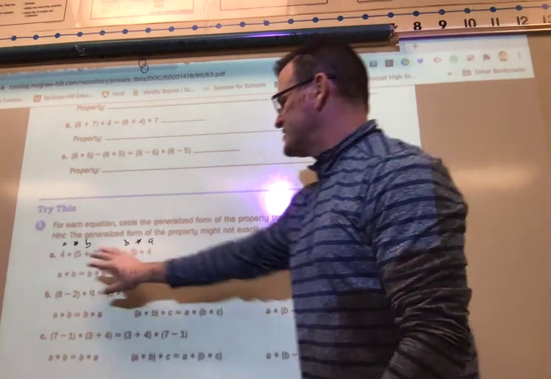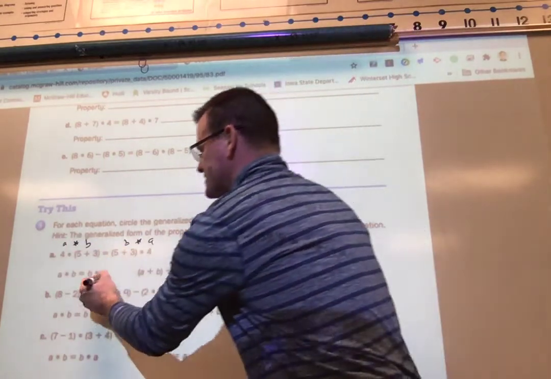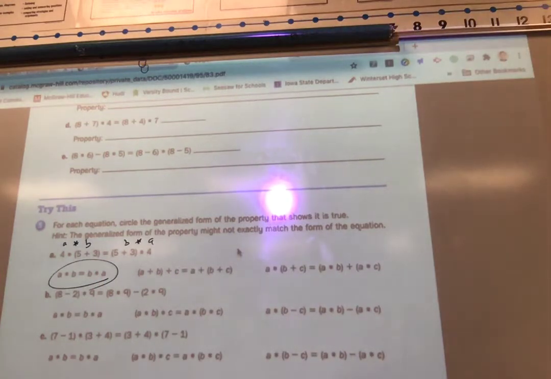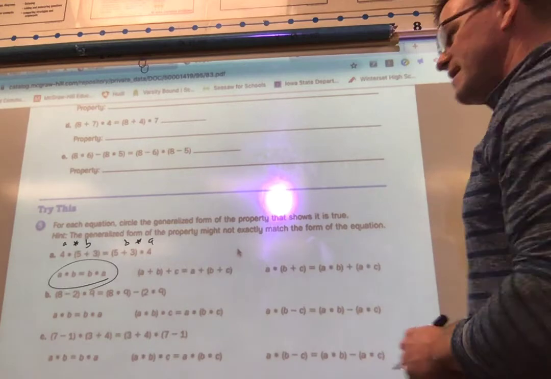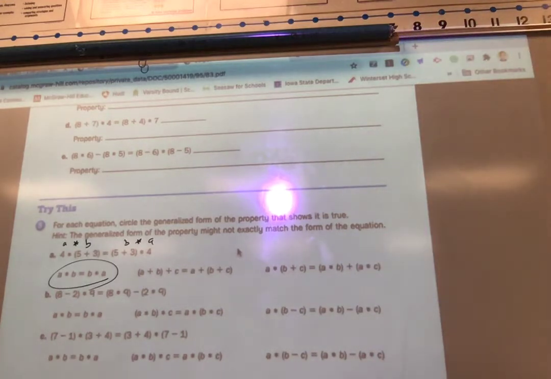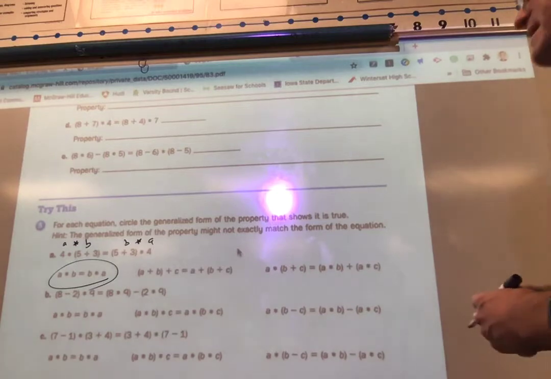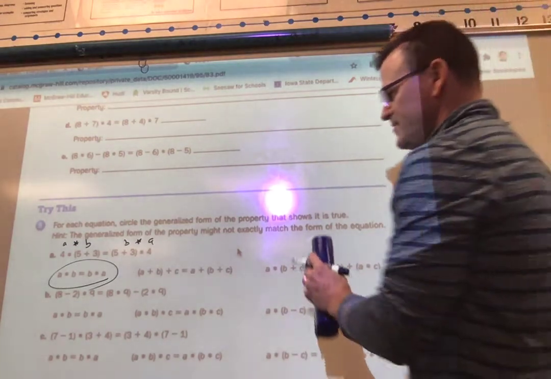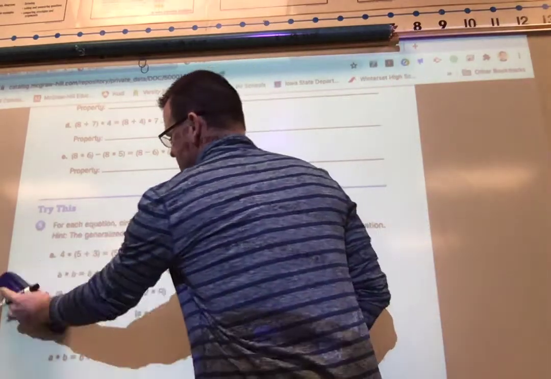So really, they just flipped. This is the property that generalizes it. It's just a little bit more complex. All it is is the commutative property with parentheses included, but they're still just flipping. So there can be little variations that make it a little tougher to understand which property is going on in which situation. Okay, so you'll be taking a look at some of these things.